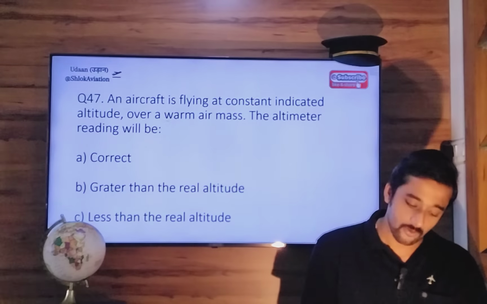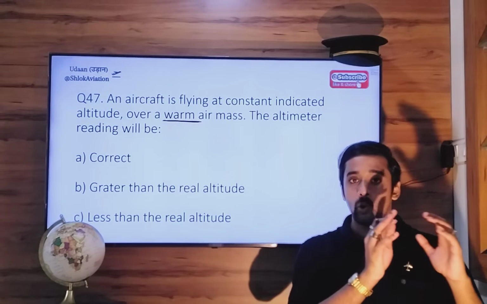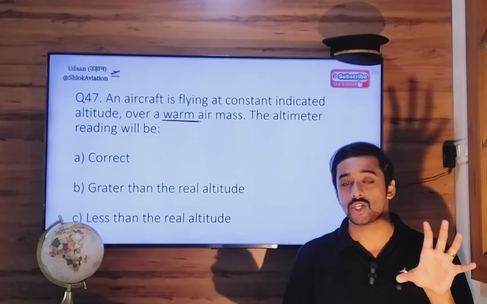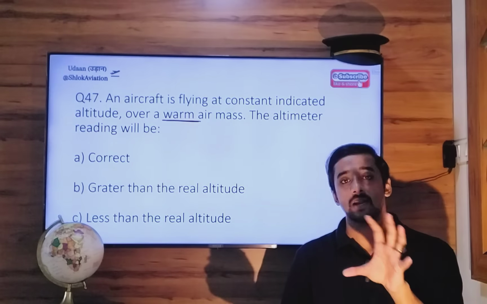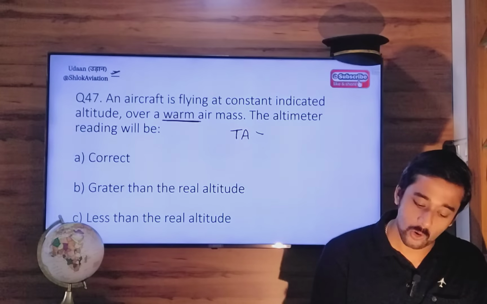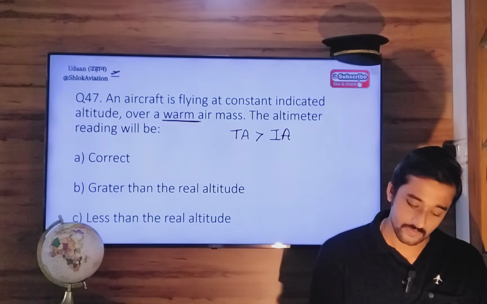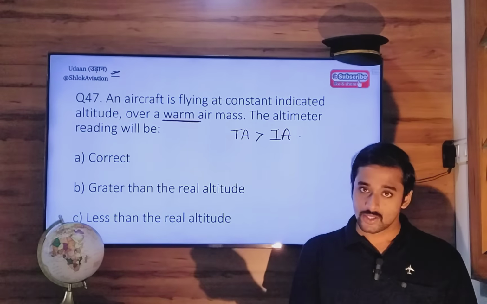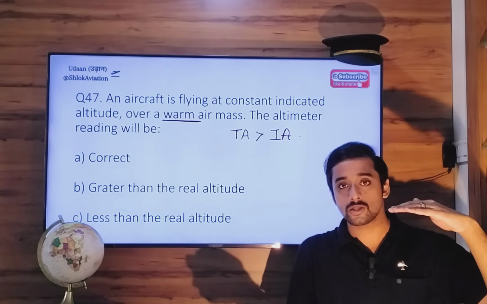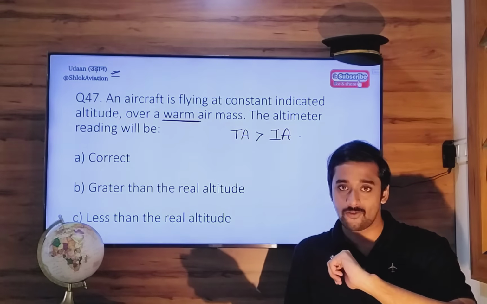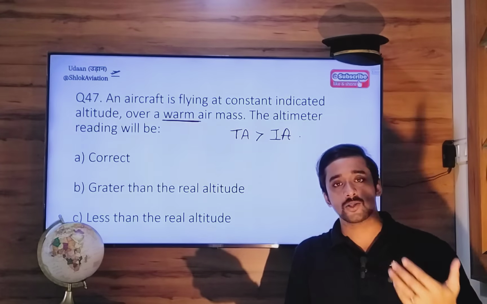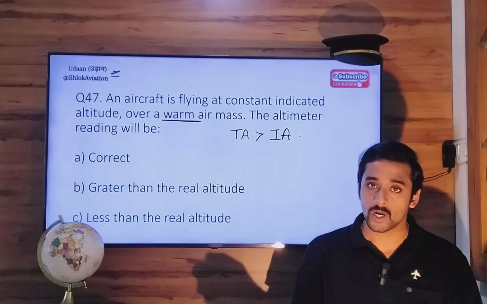So like I said before, when you are flying from a cold air mass to a warm air mass, or if you are flying from an air mass which has ISA temperatures to an air mass which is warmer than ISA, the true altitude of your aircraft will be more than indicated altitude, right? So even if the altimeter tells you that you are flying at a constant indicated altitude of 5,000 feet, in reality you may be flying much higher than that, 5,500, 6,000, 7,000, whatever.